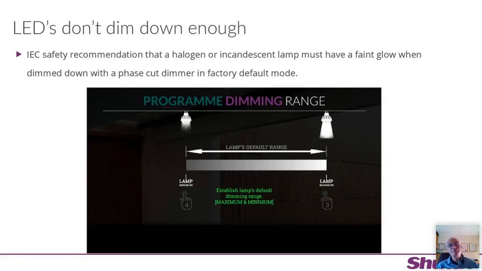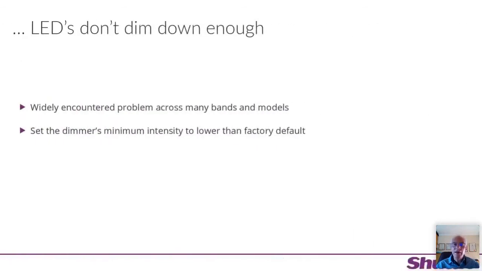Okay, so firstly, your LEDs don't dim down far enough. That is a common problem, and your LED dimmer should be designed according to IEC safety specifications, so that at its minimum intensity there's still a slight glow in your LED. There's still a slight glow in your incandescent lamp at minimum intensity. Now, very often LED lamps are not designed in that way, and you get the complaint that the LEDs do not dim down far enough. So you must be able to set your dimmer.